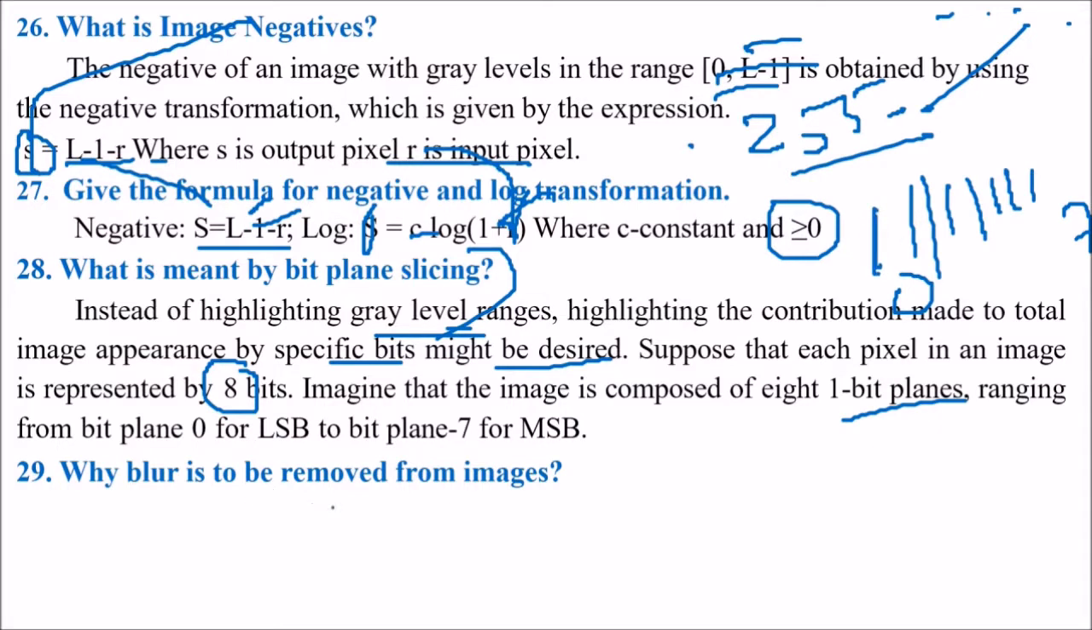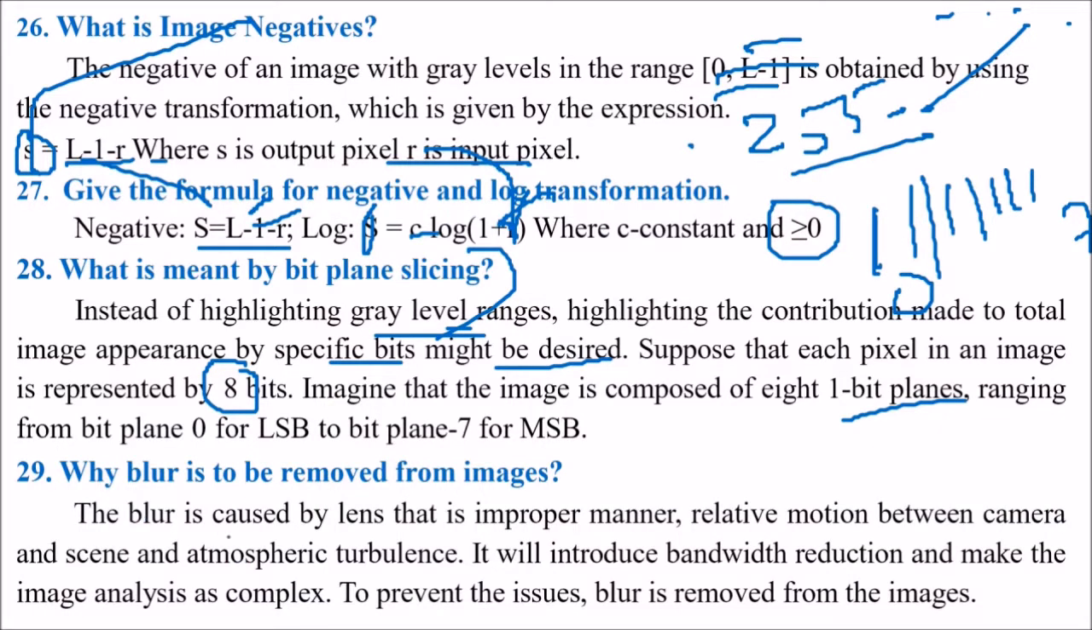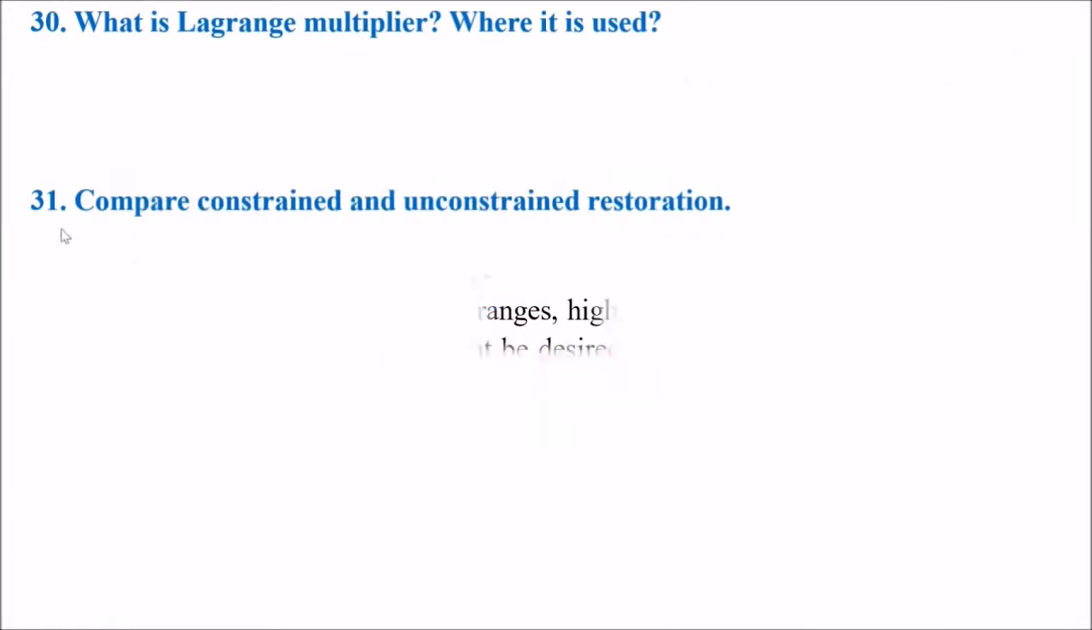Why is blur to be removed from images? Blur is caused by the lens taking the picture in an improper manner, relative motion between camera and scene, and atmospheric turbulence. It will introduce bandwidth reduction and make image analysis more complex. So to prevent these issues, blur is removed from the images.